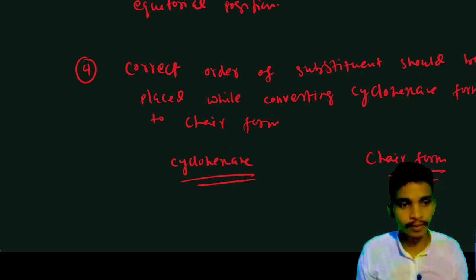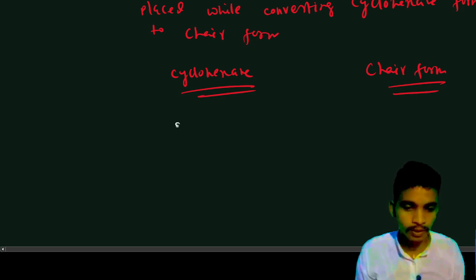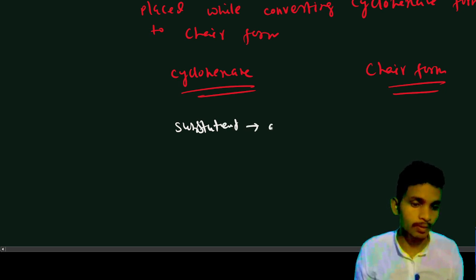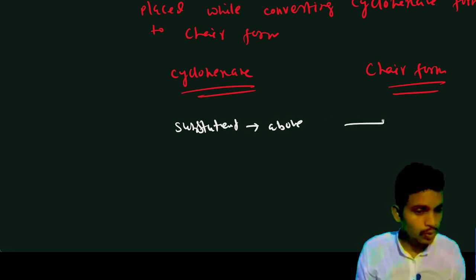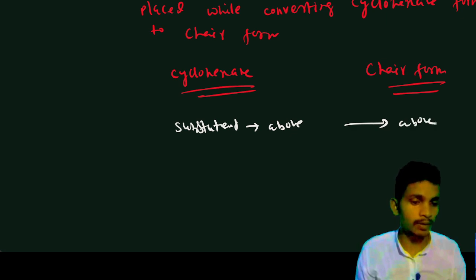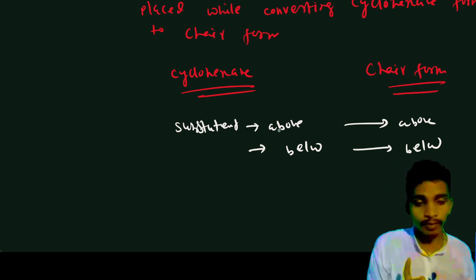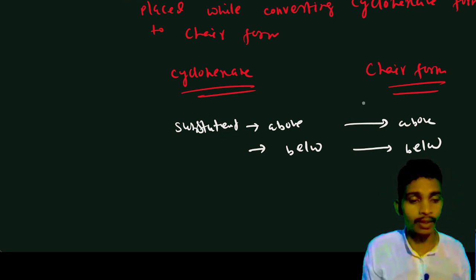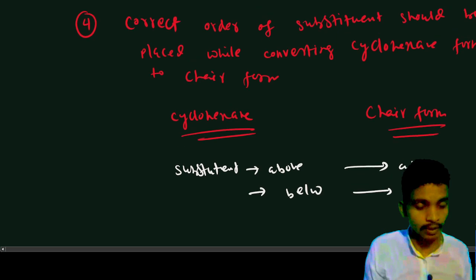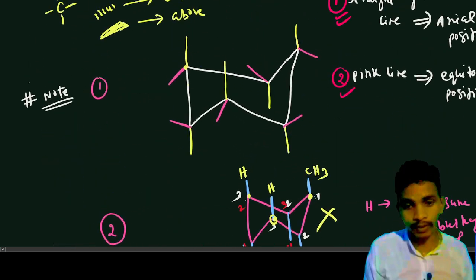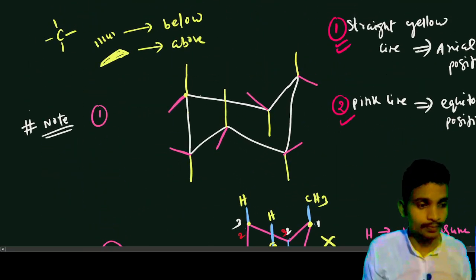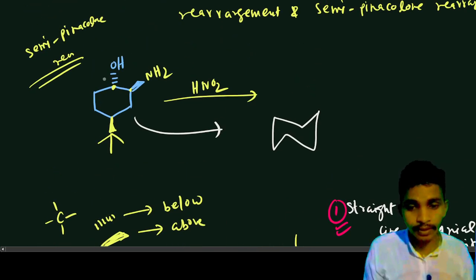If the substituent here is above, then here also we should keep it above. And if the substituent is below, then here also we should keep it below. It means that the correct order of the substituents should be placed while we are converting from the cyclohexane into the chair form. So we should keep these things in mind whenever we are converting this cyclohexane into the chair form.